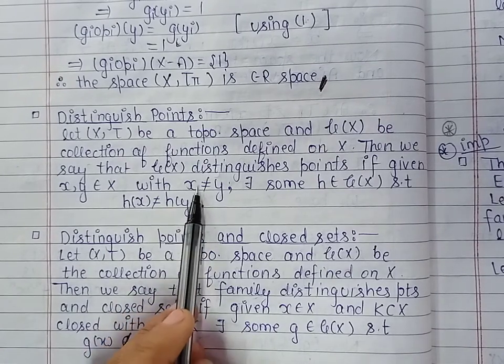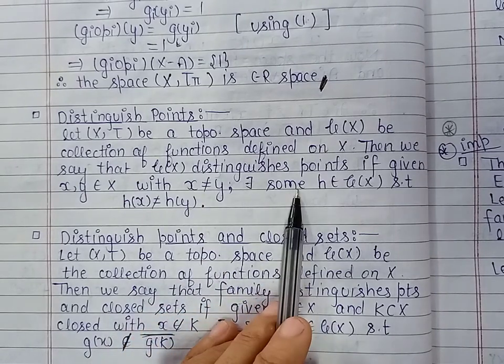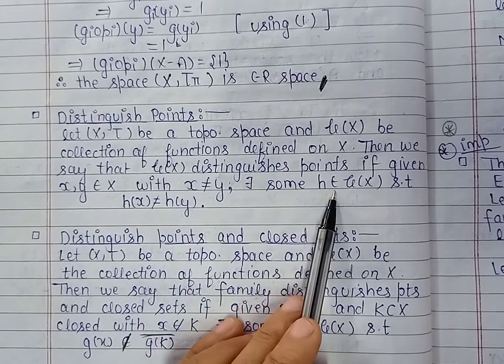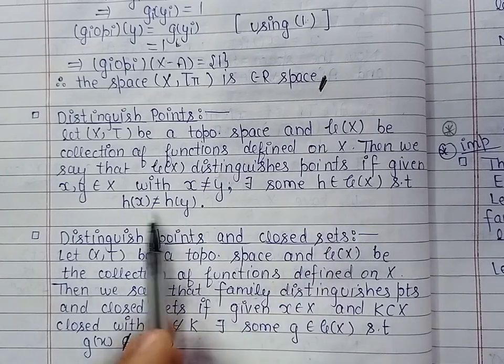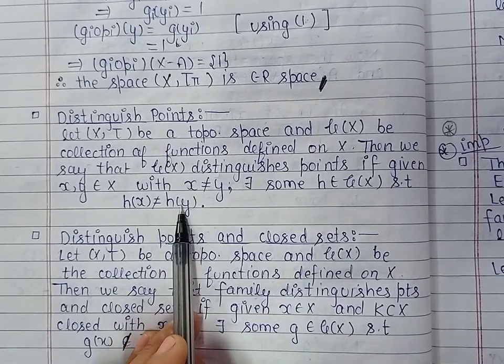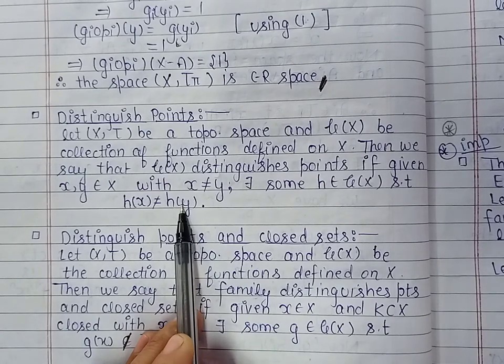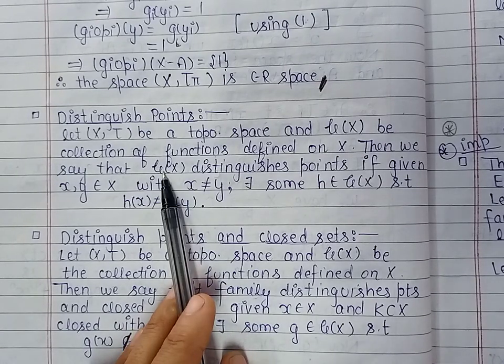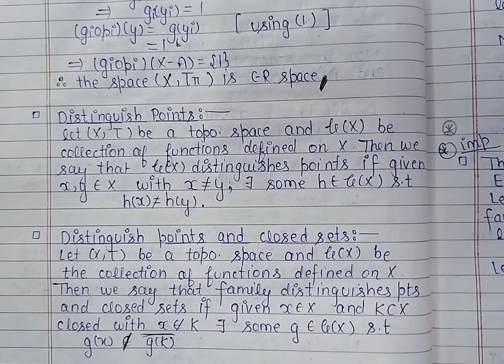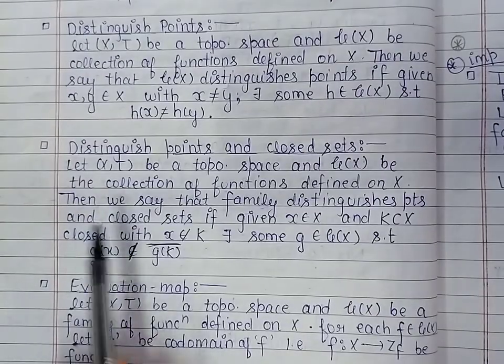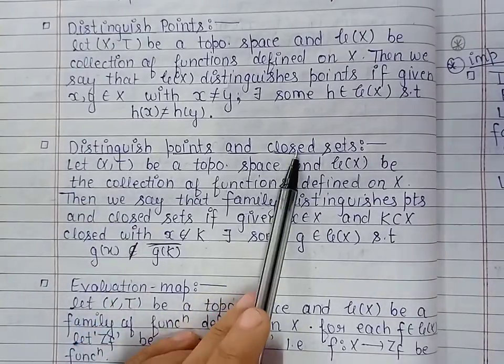It means for 2 distinct points there should exist a function from the family of functions such that the images of distinct points are different under that function. Then we say that this family distinguishes points. Next definition is: this family distinguishes points and closed sets.